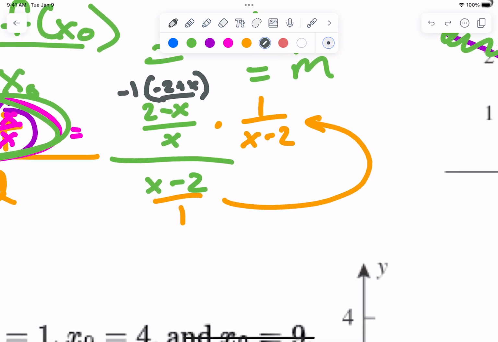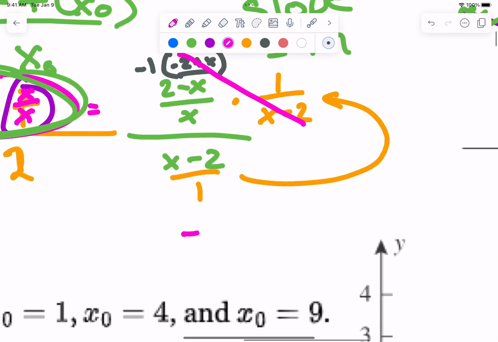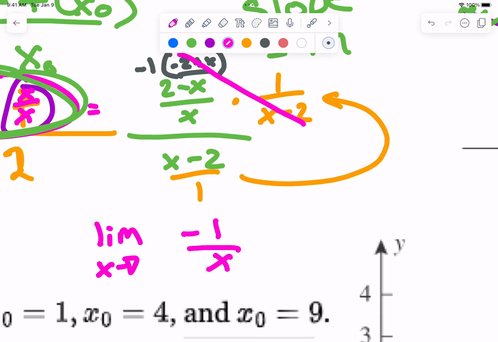Negative 2 plus x over x. Okay, all right, we're so close to being there, guys. I'm going to cross that out. So let's write what we have left over: negative 1 over x. And we're trying to find the limit as x goes to 2, so we can plug it in.